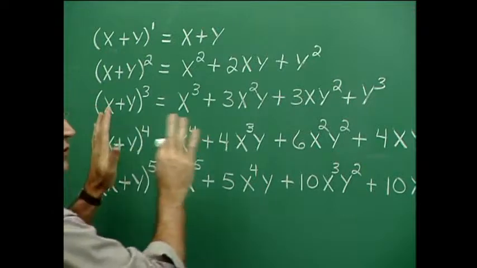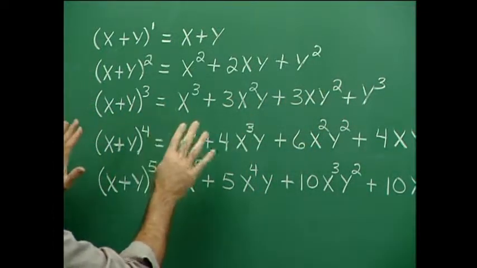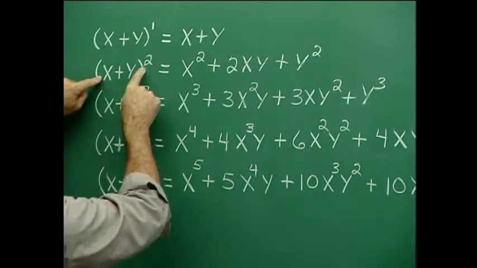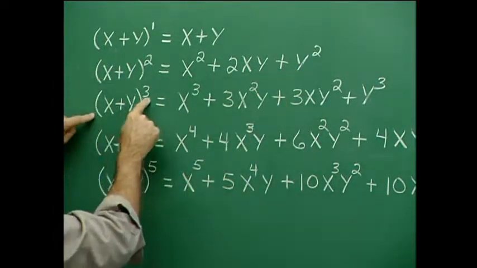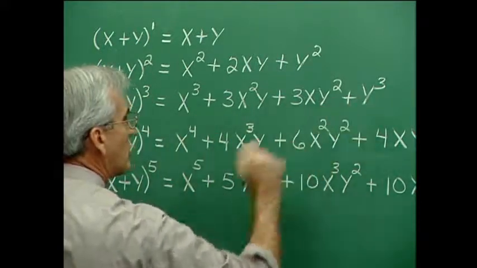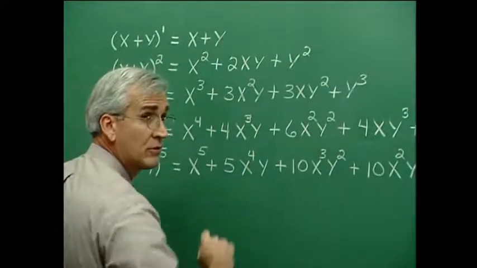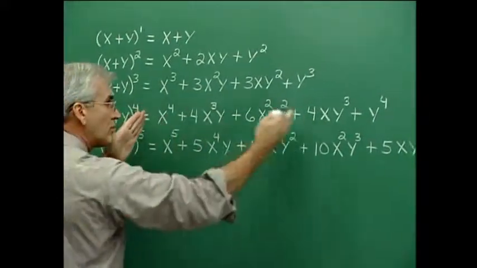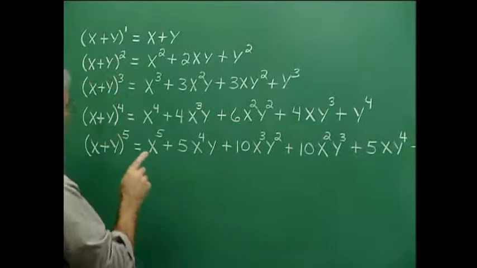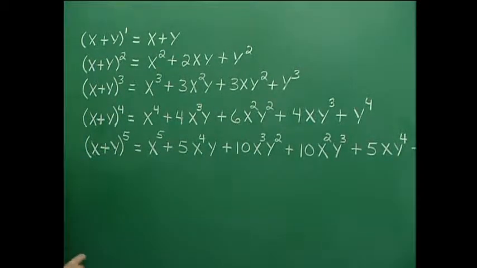All right, notice first of all the number of terms in the expansion of each one of these. (X plus y) squared has 1, 2, 3 terms involved. (X plus y) cubed has 4 terms involved. (X plus y) to the 4th has 5 terms involved. So it seems to be the case that the number of terms in the expansion is 1 larger than the exponent on the binomial, and that is always the case.